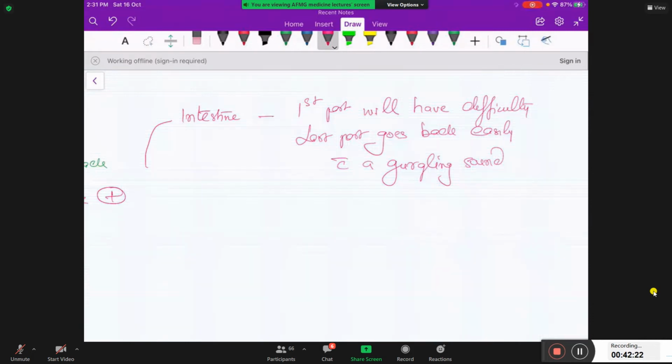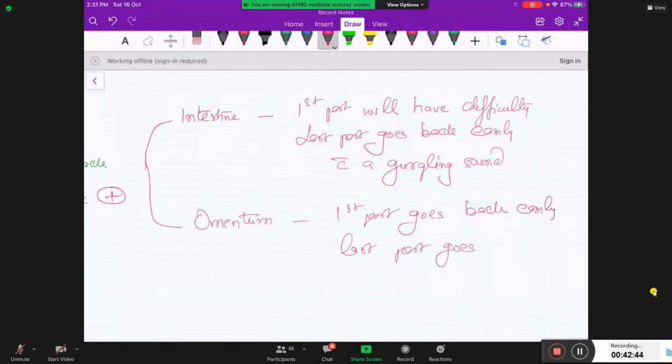In omentum, it is the other way around. That is, the first part goes back easily, while the last part goes with difficulty. Okay.